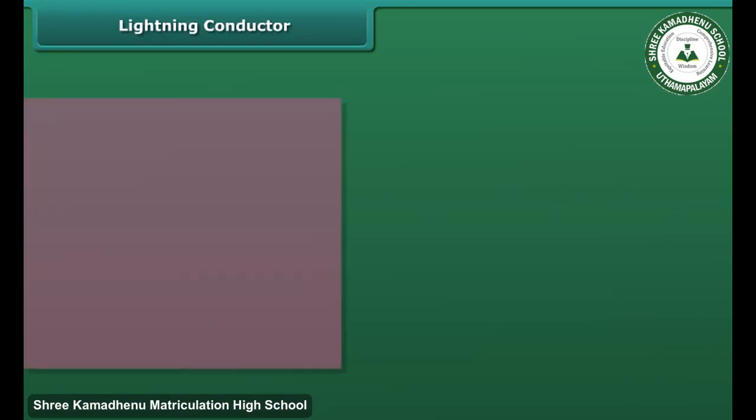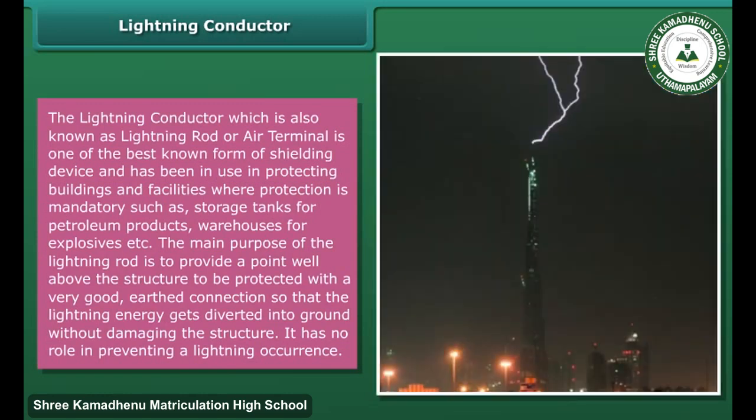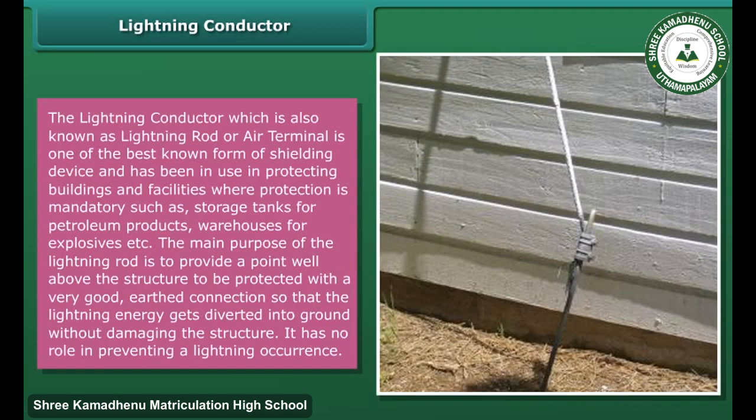Lightning conductor. The lightning conductor, which is also known as lightning rod or air terminal, is one of the best known forms of shielding device and has been in use in protecting buildings and facilities where protection is mandatory, such as storage tanks for petroleum products, warehouses for explosives, etc. The main purpose of the lightning rod is to provide a point well above the structure to be protected with a very good earthed connection so that the lightning energy gets diverted into ground without damaging the structure. It has no role in preventing a lightning occurrence.